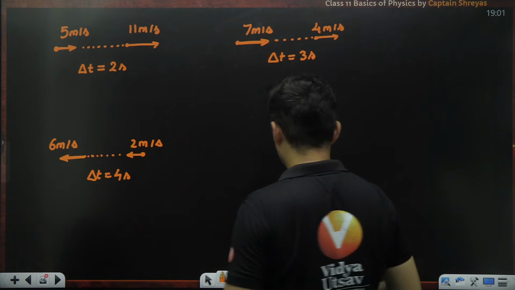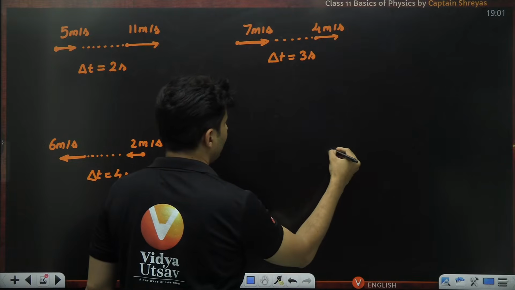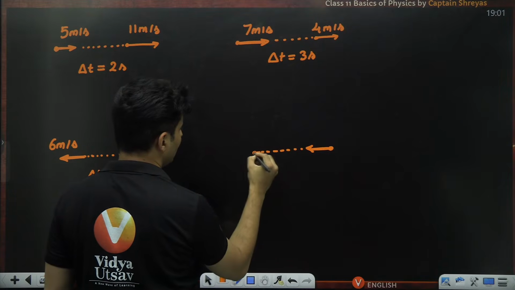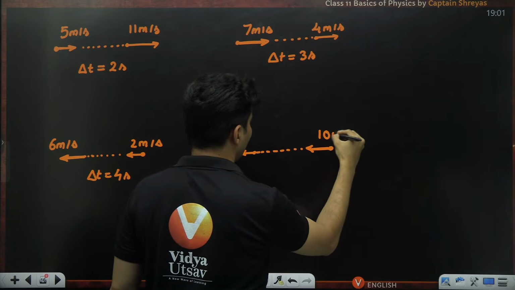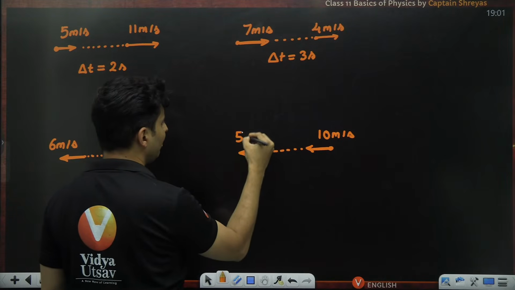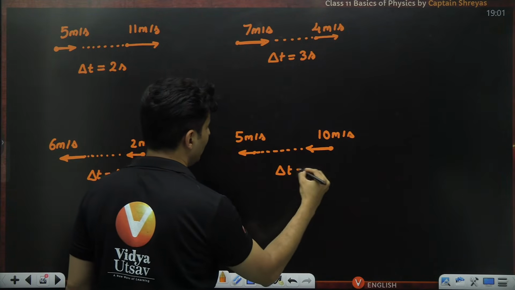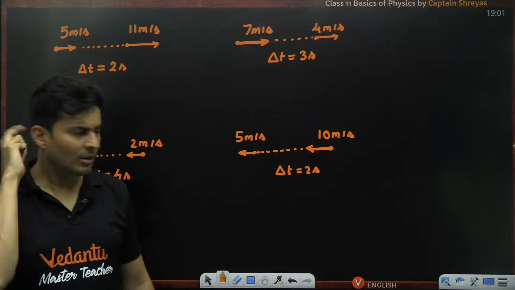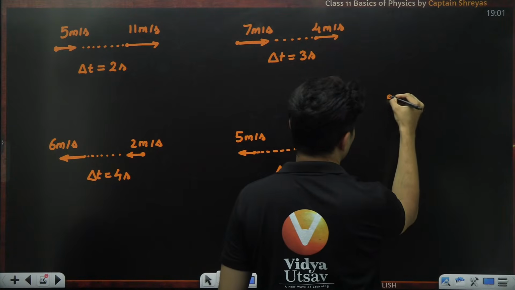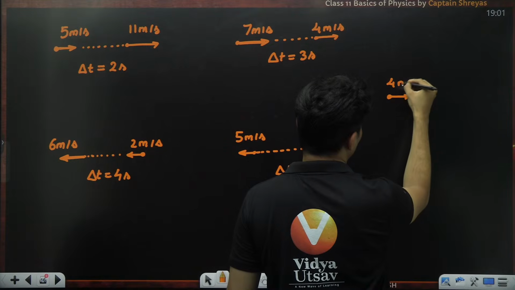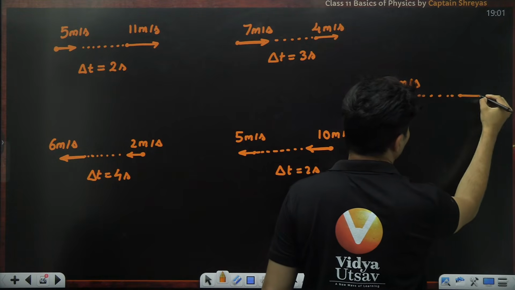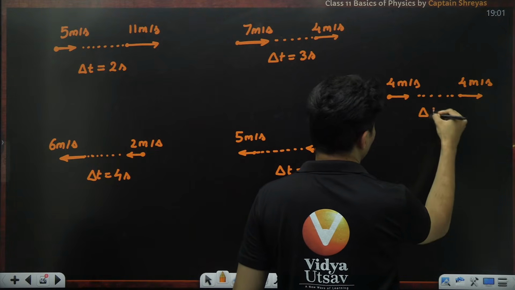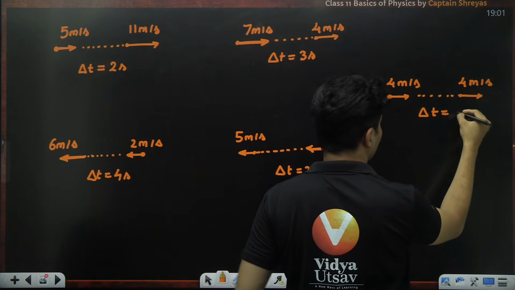Okay. Then another example where the car was going like this and it came over here. The speed was 10 meters per second, and now the speed became 5 meters per second. Let's say the time interval was 2 seconds. And then we'll take more examples like this also. Say the car was going like this with 4 meters per second, and after some time the speed is 4 meters per second only. So the time interval that it took was, let's say, 2 seconds.